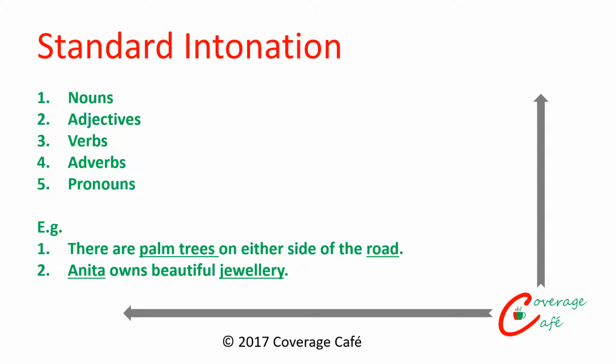Let's say you're just reading a sentence. There's no situation here, there's no feeling to express here, so you're just reading a sentence. Like here, in this slide I have two sentences. How would you read that? Like I said, you stress on the nouns, adjectives, verbs or adverbs if there are any. So the first stress goes to palm trees and road. There are palm trees on either side of the road. Anita owns beautiful jewelry. Again, the stress is more on Anita and jewelry.